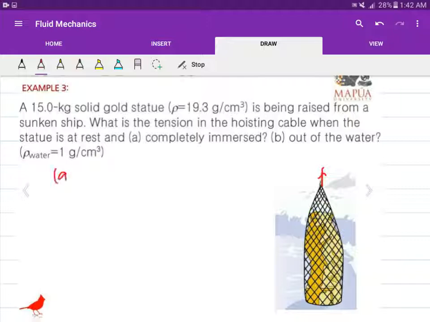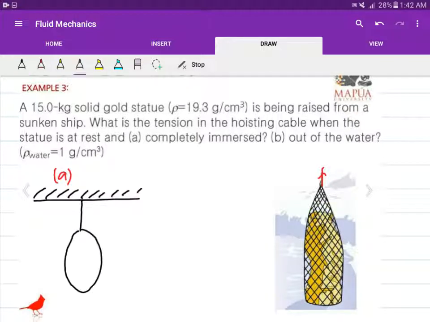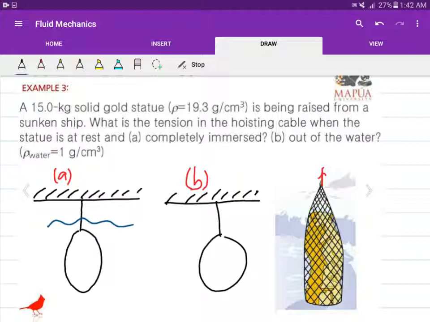So for A, for example, here is the ship, this is the hoisting cable, and this is the statue. So A, it is completely immersed, and for B, it is out of the water. So walang water dito.